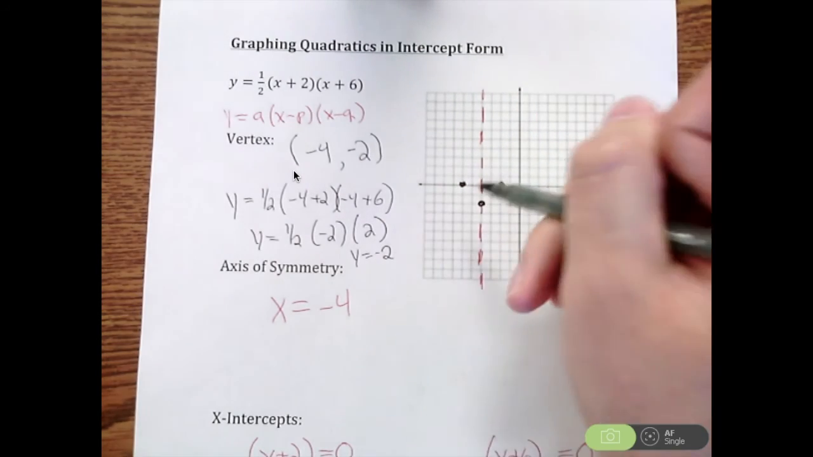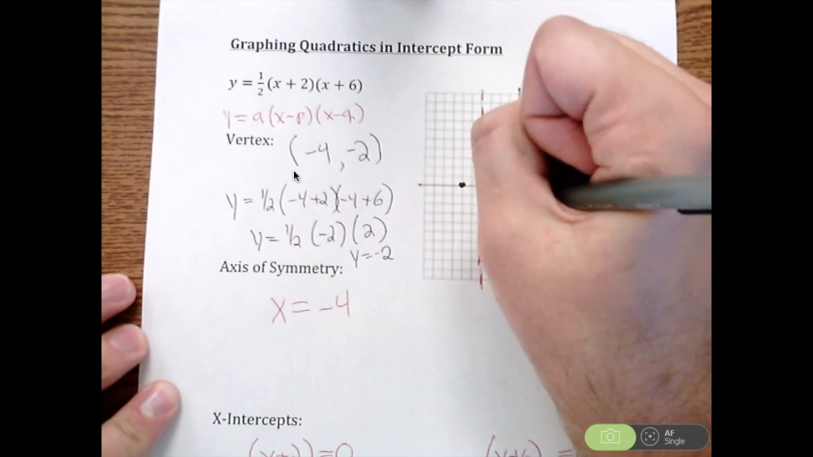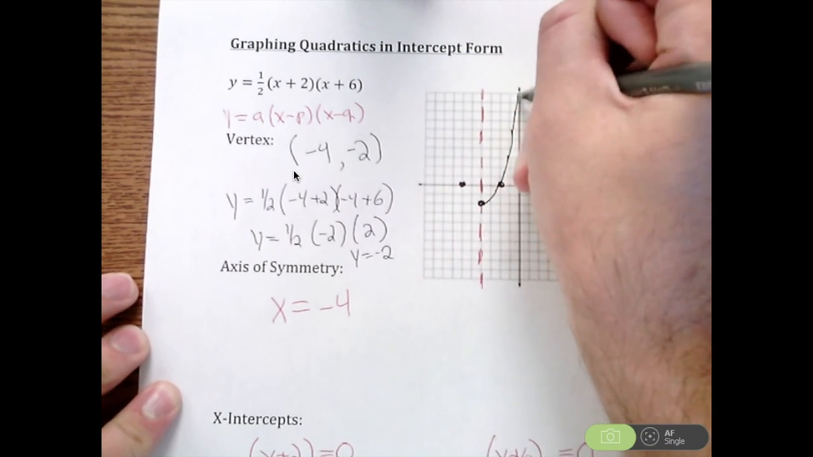Once you have your vertex plotted, you have your 2 other points. You can connect them all and make your parabola.